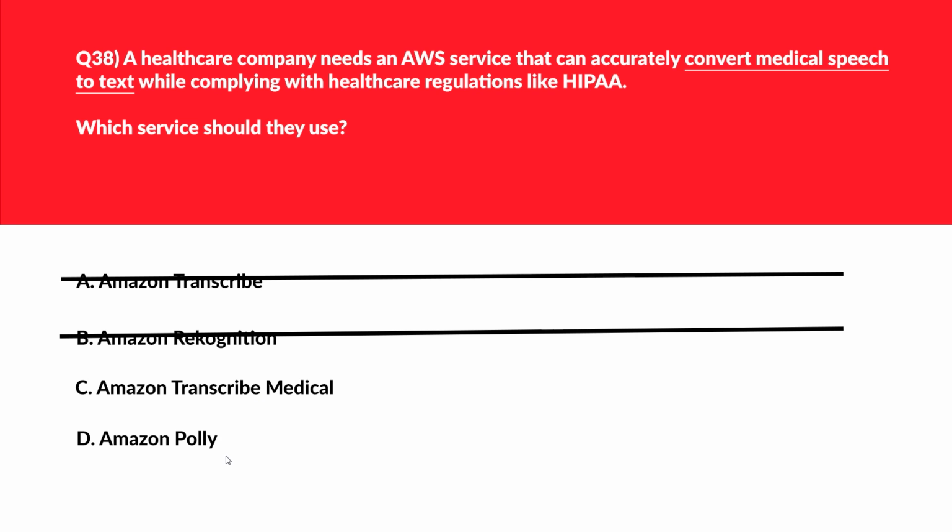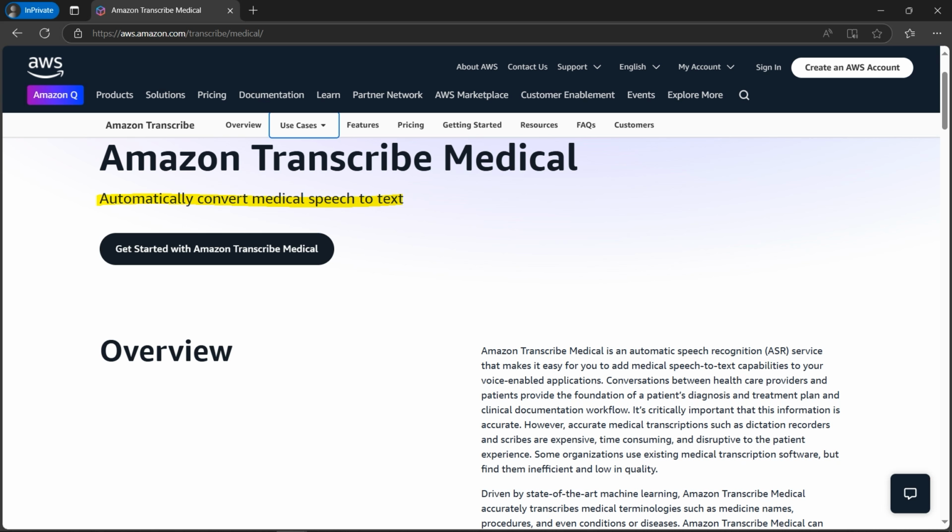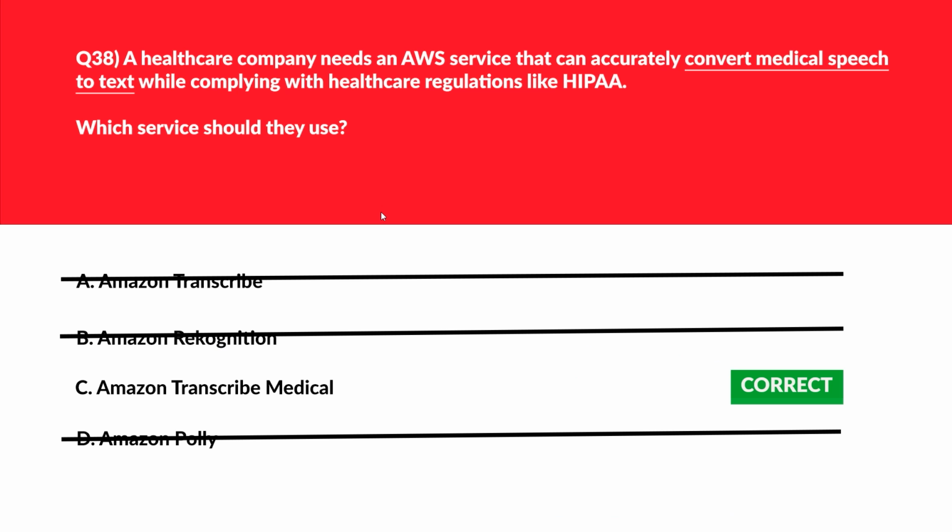Option D says Amazon Polly. Amazon Polly converts text to speech, not speech to text. Just the opposite of what the question is looking for. So Polly doesn't stand a chance. We'll reject this. If we look at the official documentation, it's mentioned Amazon Transcribe Medical automatically converts medical speech to text. That's what is required. We'll lock option C as the correct answer.